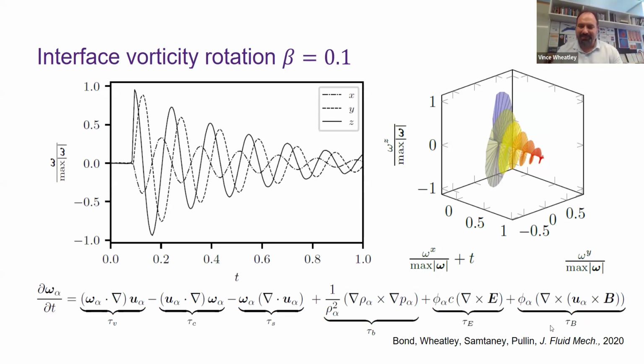Now, this rotation of the vorticity vector, if we examine the vorticity equation, which we just get by taking the curl of the momentum equation divided by density, is due to the curl of the magnetic component of the Lorentz force. So this was a suppression mechanism that we didn't see in the single fluid plasma case.